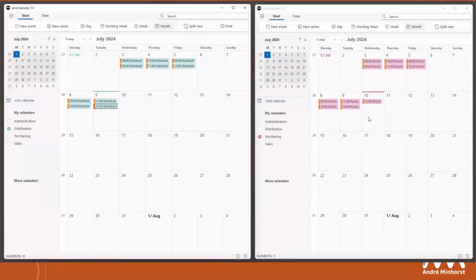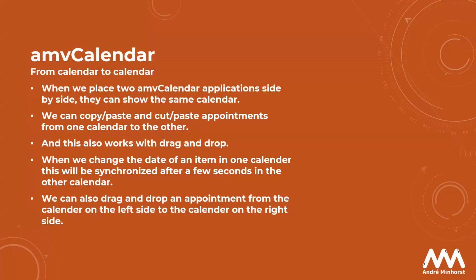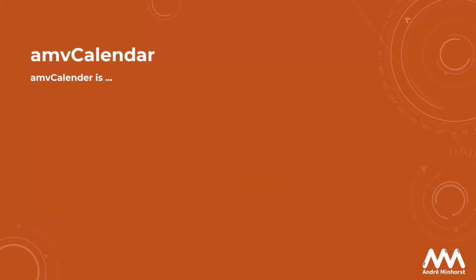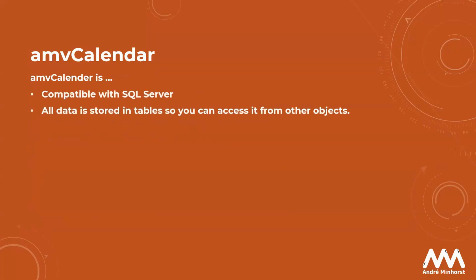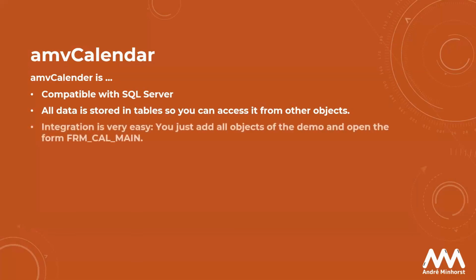We can also drag and drop from one calendar to the other calendar. And the color changes, so we see they are placed in the other calendar. And that's it. amvCalendar is compatible with SQL Server. All data is stored in tables, so you can access it from other objects like forms, queries, or VBA code.